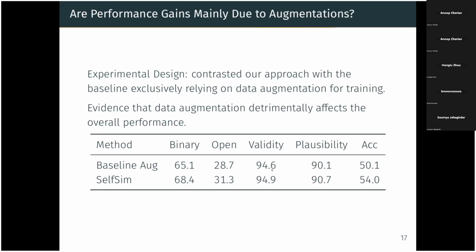So here is to check whether the self-supervised loss is responsible for our improvement. And so we trained our baseline with augmentation to check if it is the augmentation or the self-supervised loss. And you saw that the augmentation actually harms the result. So the self-supervised loss is probably responsible for the improvement.